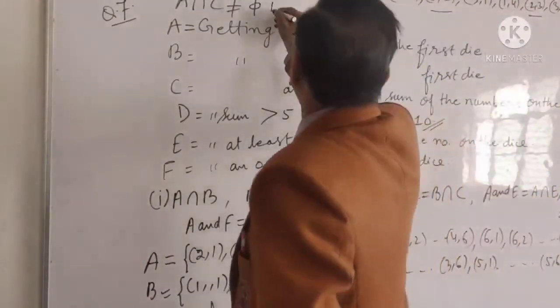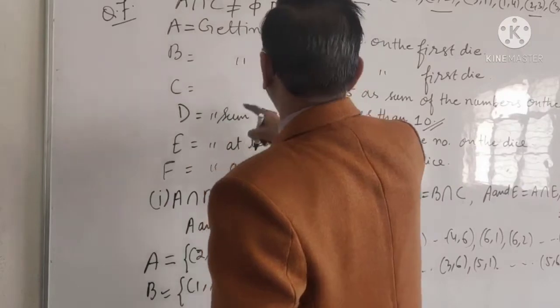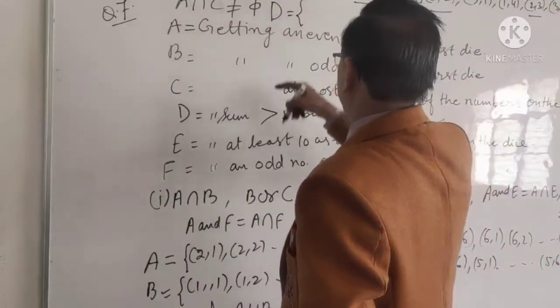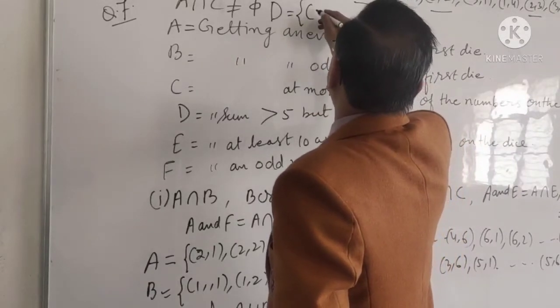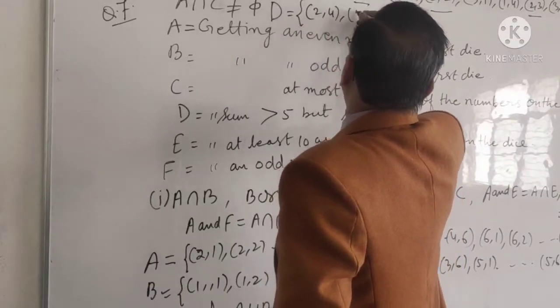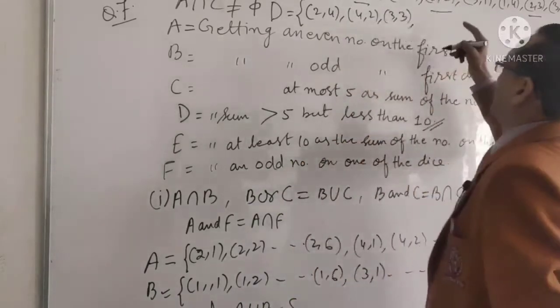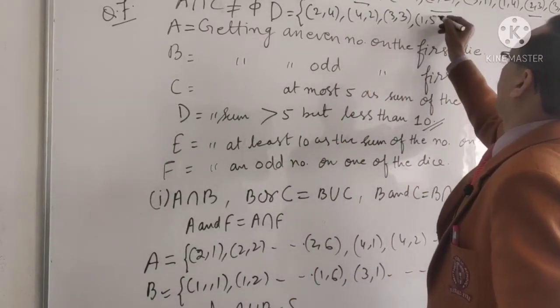I am writing here. D: sum is greater than 5. So let the sum be 6. Sum is 6, so it is 2,4; 4,2; 3,3; and 1,5; 5,1.